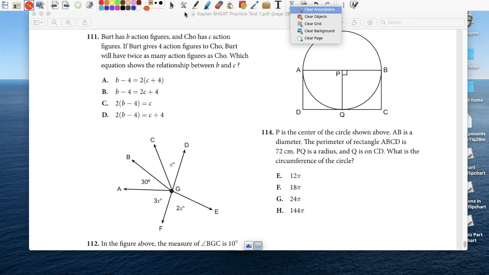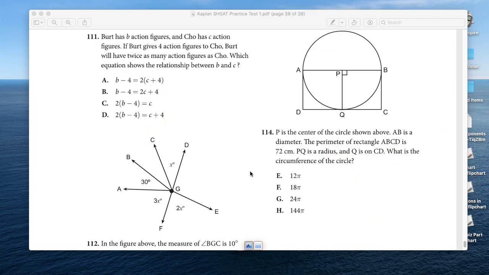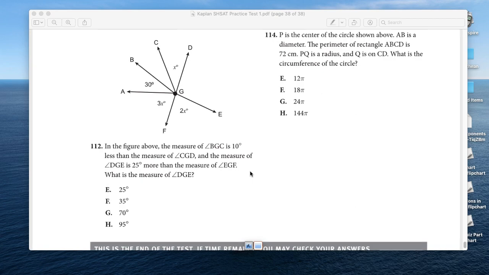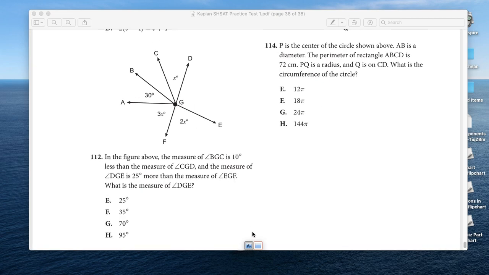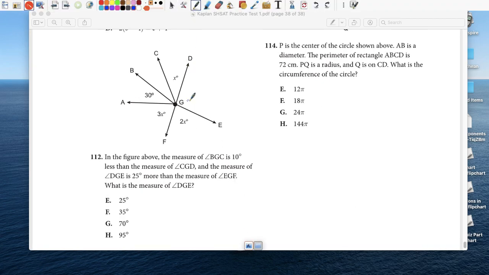Huh, look at that. 112. In the figure above, BGC is 10 degrees. Oh my god. Where's B? BGC. So let me write 10 over here. Oh, sorry. It's 10 less than the measure of CGD. Oh my god. Okay.